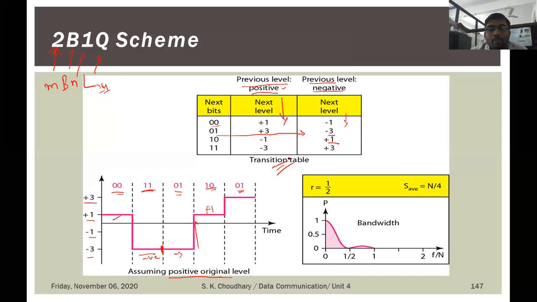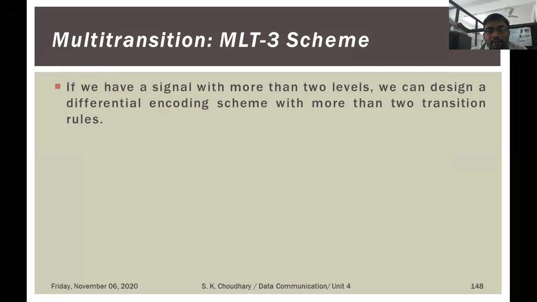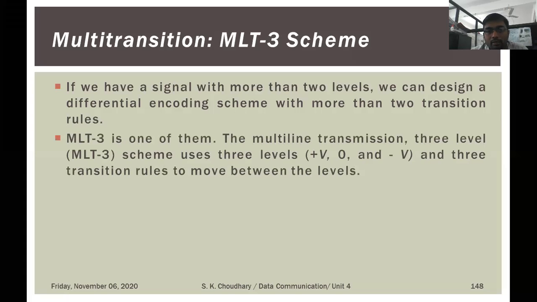Now we have to come to the last scheme, that is the MLT3 scheme, multi-transition scheme. If we have a signal with more than 2 levels, we can design a differential encoding scheme with more than 2 transition rules. So MLT3 is one of them. Multi-line transmission means 3 level schemes are used in MLT3, that is +B, 0 and -B, and 3 transition rules to move between the levels.